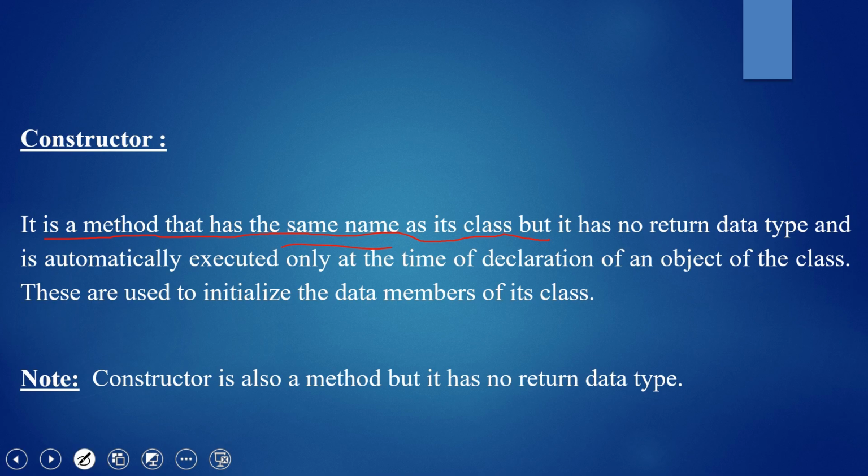You should remember this sentence whenever you attend any interview. If they ask what is a constructor, immediately you should say: the method with the same name as the class. Okay, but it has no return data type. Generally we write void or integer after that function name, but here there is no return data type. The constructor has no return data type, and it is automatically executed only at the time of declaration of an object.